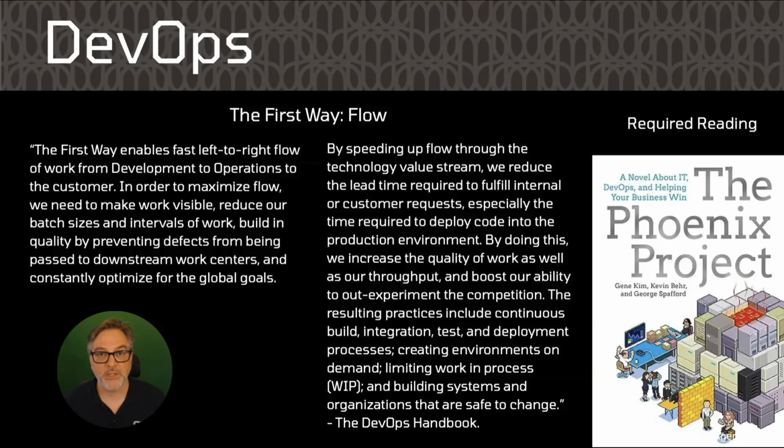In The Phoenix Project, there are a series of conversations that get at this and make it very easy to absorb. What I'm going to do now is go back through that whole statement and break it down a little bit and understand it a little more clearly. So the first way enables fast left-to-right flow of work from development to operations to the customer. So this is talking about that same timeline that we talked about earlier on of shift left and shift right.